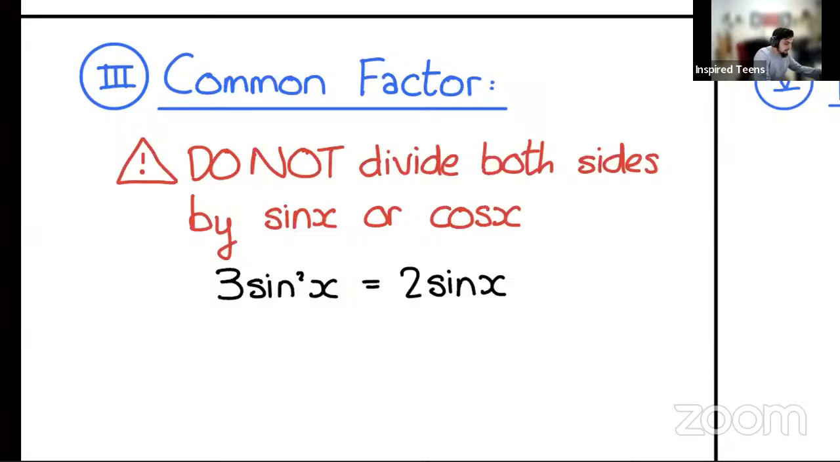Okay, so let's have a look at this example. The first one is not true. The second one is not true, meaning the angles are not the same and the coefficients are not the same. So we try the third step, which is common factor. Now, just as an important disclaimer here, do not divide both sides by sine x or cos x. This is really, really important.